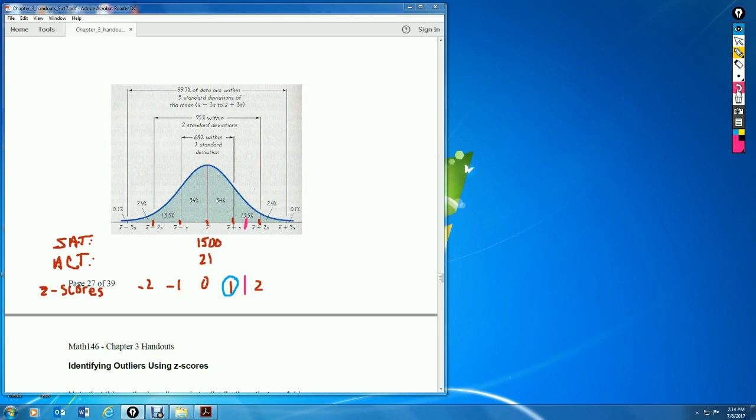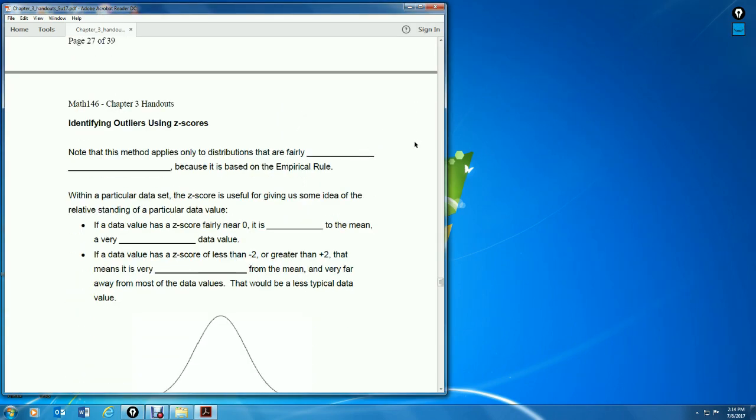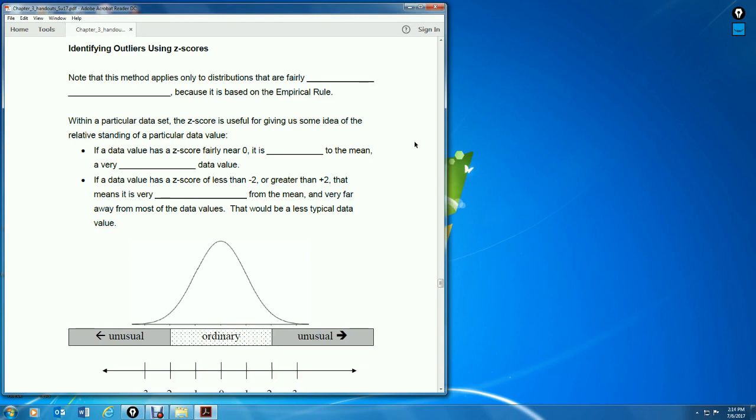All right, I'm going to erase, go on to the next page. So how can we use these z-scores to identify outliers, data values that are far away from the rest of the data? Okay. So this method only applies to distributions that are fairly bell-shaped. Okay, bell-shaped. Because this whole method is based on the empirical rule, which assumes that the data distribution is bell-shaped.